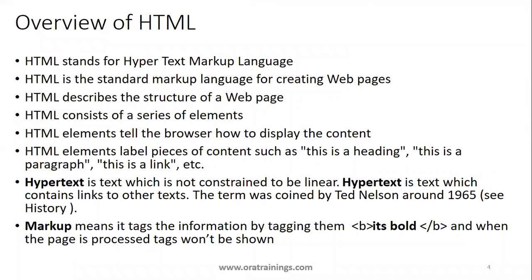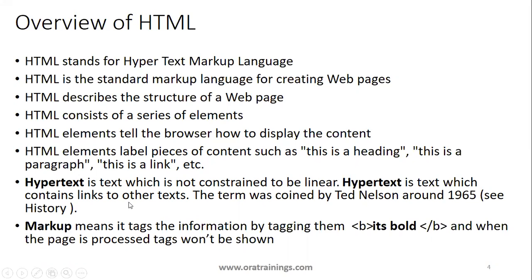Now, HTML elements tell the browser how to display the content. HTML elements label pieces of content, such as this is a heading, this is a paragraph, this is a link, etc. So we are labeling all the content. Now coming to the abbreviation again: hypertext, markup, as well as language.